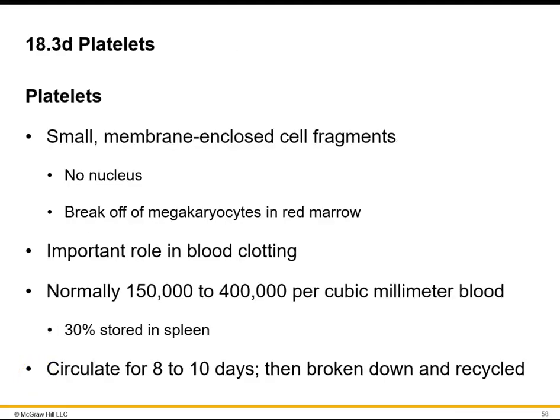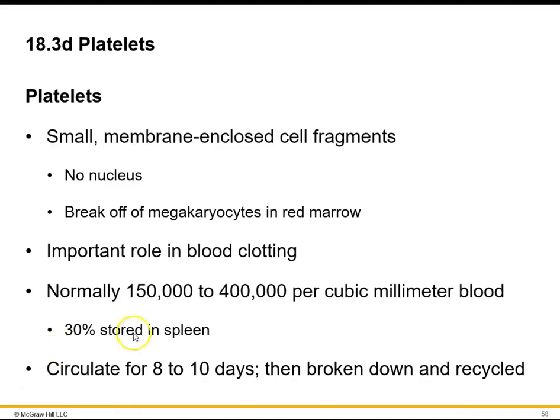Okay, and finally, platelets. Remember, these guys are small membrane-enclosed cell fragments. They don't have a nucleus. They break off of that megakaryocyte in the red bone marrow. And they play an important role in blood clotting.